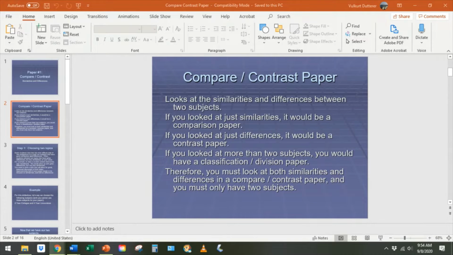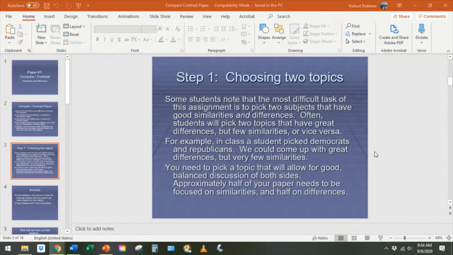Okay. Katya says, I did this in my previous class, English 0092 compare and contrast assignment. Okay, all right, cool. Cool that you have some experience with that. All right, so you must look at both similarities and differences, and you must only have two subjects.